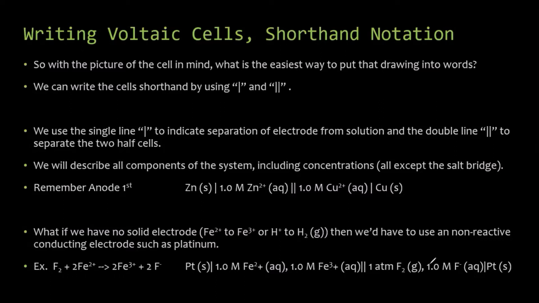Now, the other half reaction, fluorine is being reduced. That's F2 gas, 1 atmosphere, being bubbled into solution, and it's forming 1 molar F minus, aqueous, also with a platinum electrode, because none of these are solids. If you form a solid, obviously you can use that as your electrode. But if you're not forming a solid, you need a non-reactive electrode like platinum.